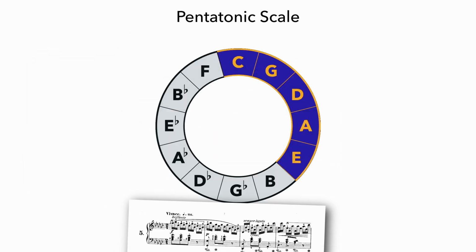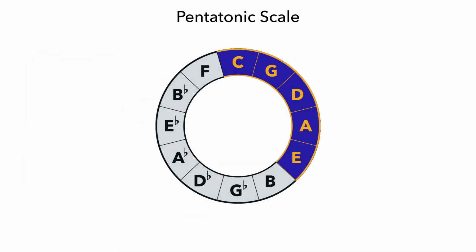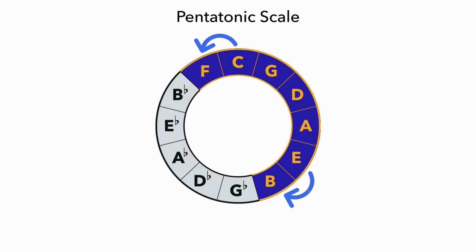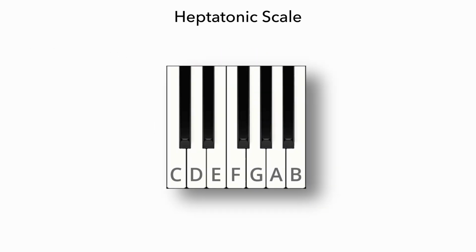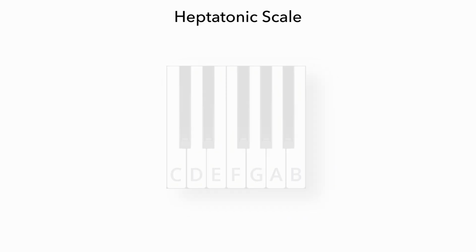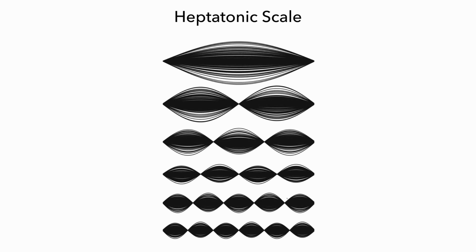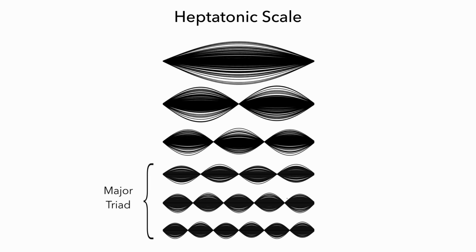Let's go back to our white key pentatonic scale. If we jump another fifth in both directions, we create a heptatonic scale, which consists of 7 notes. Interestingly, these 7 notes happen to be the 7 white keys on the piano. Just as a side note, there are other ways to arrive at the scale. For example, by using the major triad that we find in our overtone series.